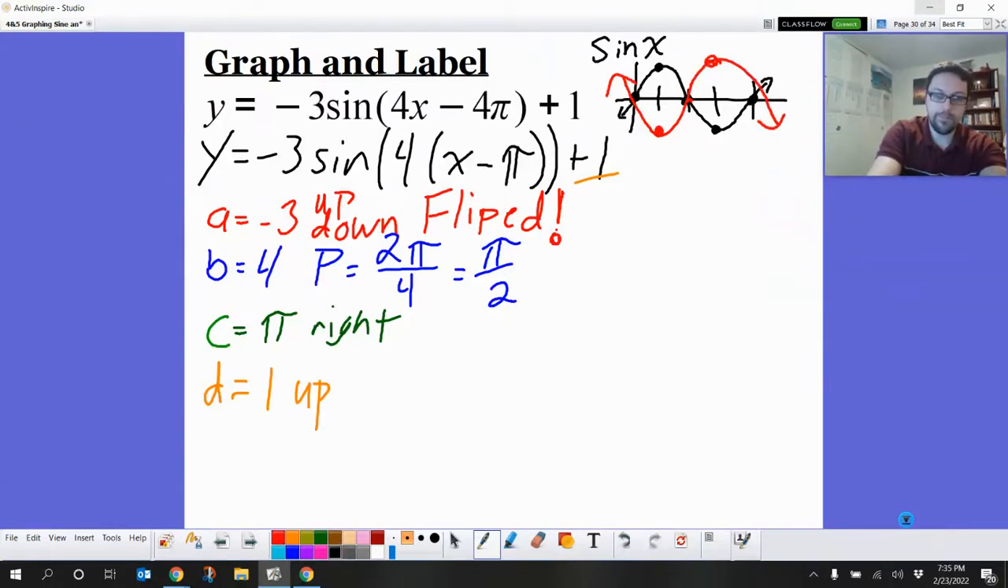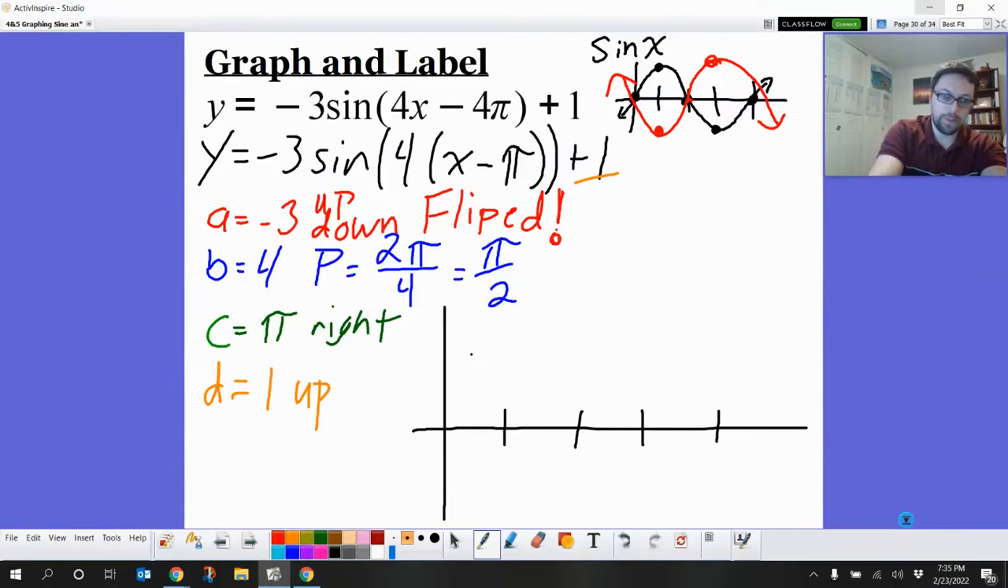Okay. So here we go. We're going pi to the right. So I want to have space over there and I want to go up a little bit. So here I'll go like that. 1, 2, 3, 4, write my period.